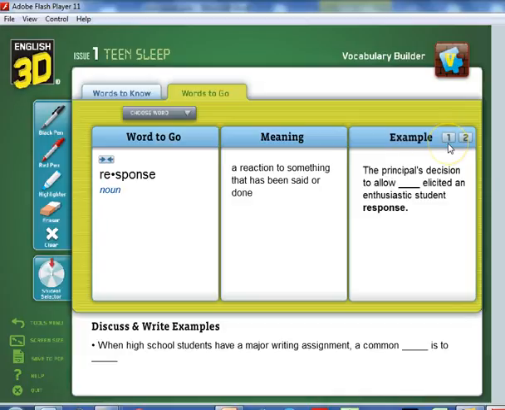Example 1. The principal's decision to allow cell phones elicited an enthusiastic student response. Read that sentence with me. The principal's decision to allow cell phones elicited an enthusiastic student response. The principal's decision to allow off-campus lunch elicited an enthusiastic student response.